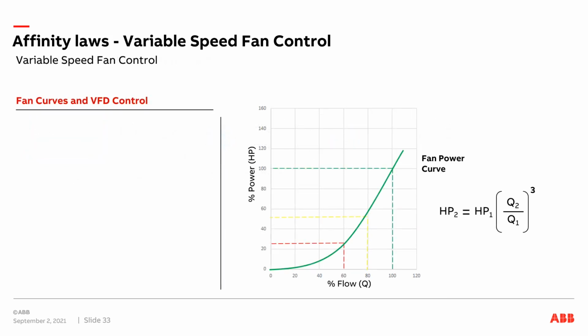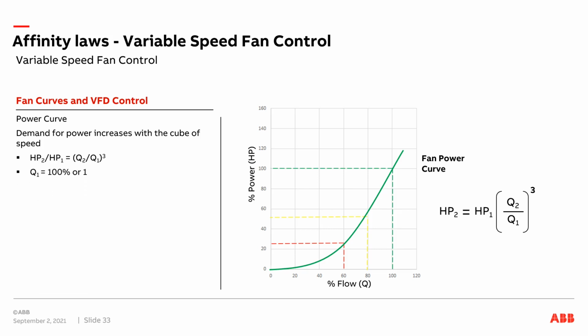Let's apply that math directly to these curves shown here in percentages. So looking at the power curve, we're looking at horsepower along the vertical right now and flow along the horizontal. Not pressure on the vertical. This is horsepower. This is all done in percentages to normalize the system. So the power increases with the cube of speed. The formula we just showed earlier is horsepower 2 equals horsepower 1 times the ratio Q2 over Q1 cubed.